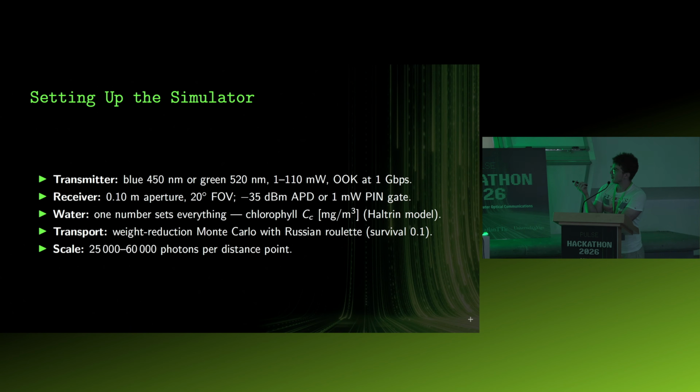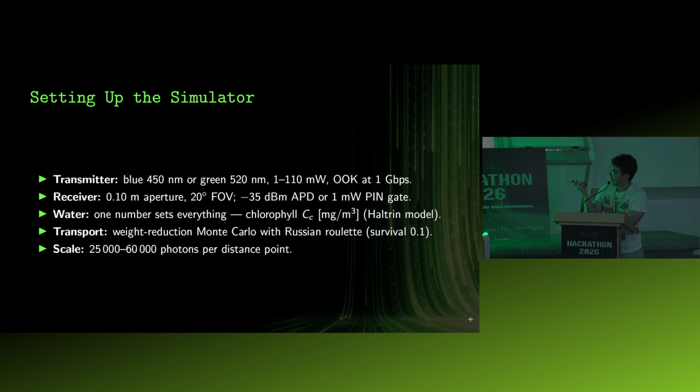And these are the characteristics for the transmitter. We implemented a blue laser transmitter and a green laser transmitter with a nominal power between 1 and 1000 milliwatts with an OOK modulation of 1 gigabit per second of bandwidth. The receiver has this characteristic. We will get deep into that.